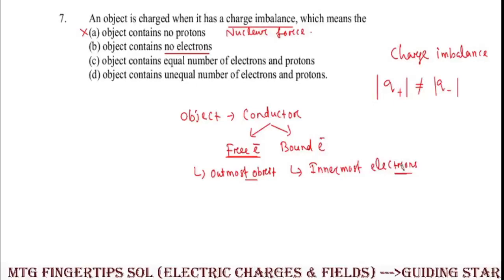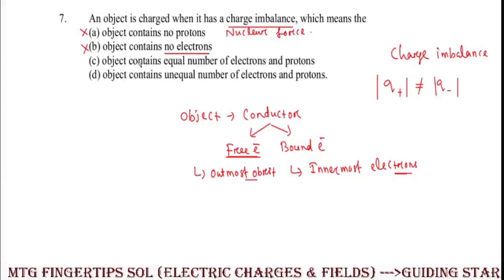Clear? It is very difficult to remove these innermost electrons, because they are bound with a strong electrostatic force. So in this particular case, if you say that the object contains no electrons, it will be a wrong case. Clear?